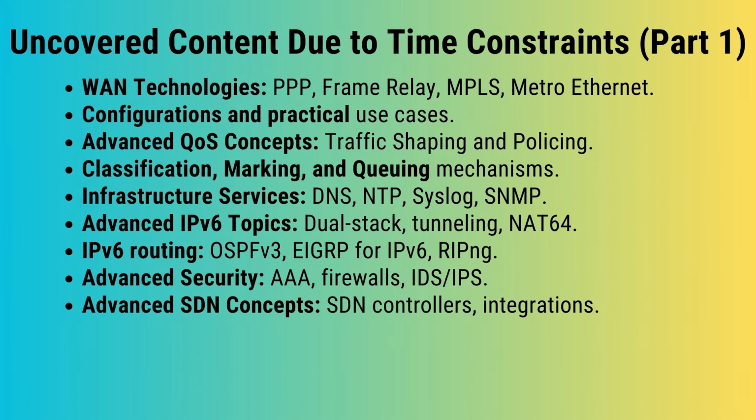While we couldn't cover everything in depth, be aware of these important topics. WAN technologies like PPP, Frame Relay, MPLS, and Metro Ethernet for connecting distributed sites. Advanced quality of service concepts, including traffic shaping, policing, and queuing mechanisms. Infrastructure services such as DNS, NTP, Syslog, and SNMP. Deeper dive into IPv6, including dual-stack implementations, tunneling techniques, and NAT64. IPv6 routing protocols: OSPFv3, EIGRP for IPv6, and RIPng.